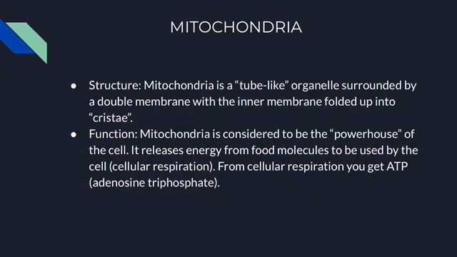The next organelle in a plant cell is mitochondria. The structure of mitochondria is a tube-like organelle surrounded by a double membrane with the inner membrane folded up into cristae. The function of mitochondria is considered to be the powerhouse of the cell. It releases energy from the food molecules to be used by the cell, which is cellular respiration. From cellular respiration, you get ATP, which is adenosine triphosphate.